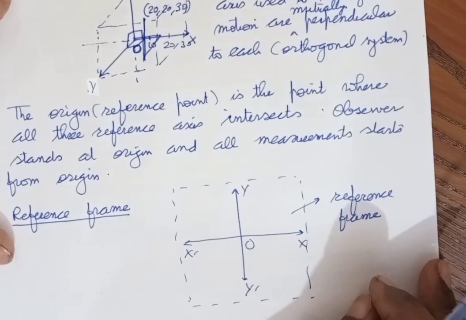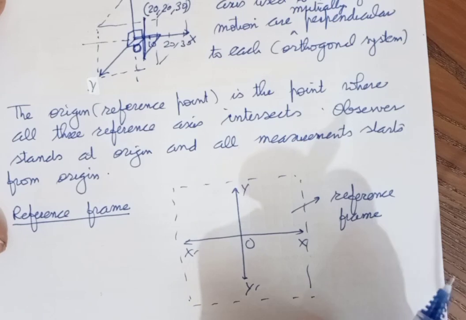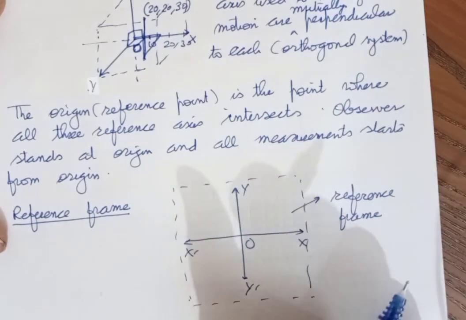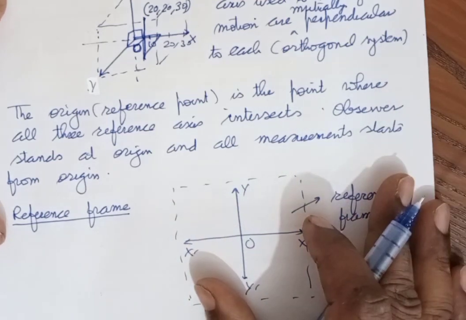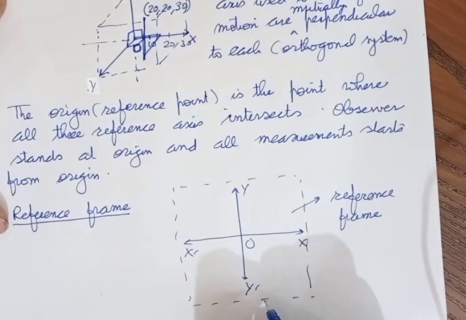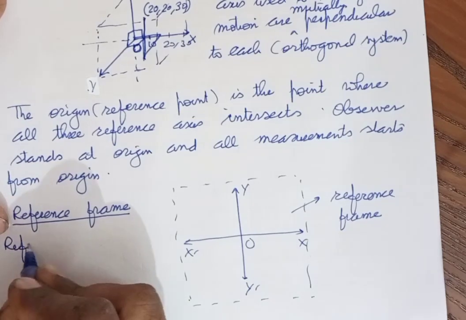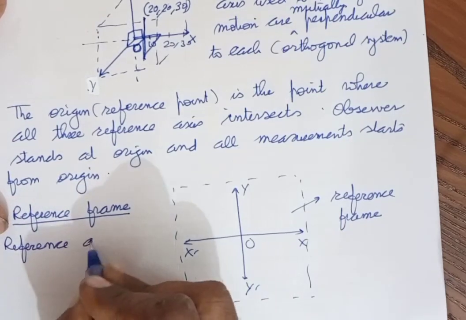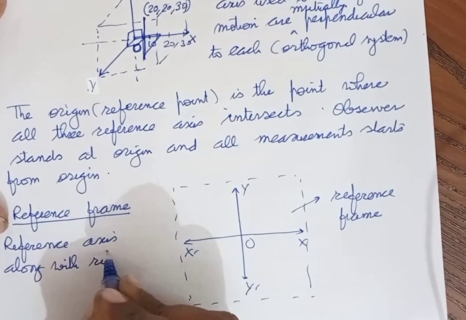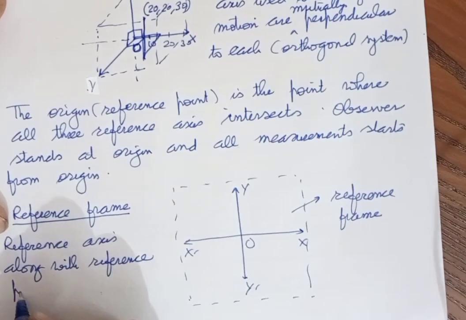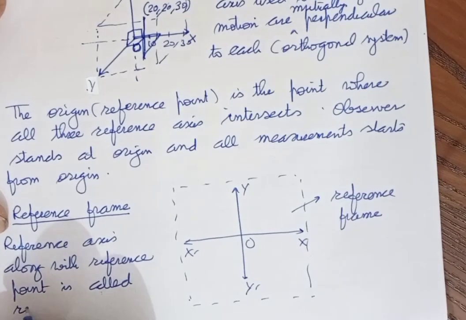Means let your pup is playing in some park, rectangular park. So rectangular park is your reference frame because all motions are taken within that frame. So it is the reference frame. Reference axis along with reference point, origin, is called reference frame.